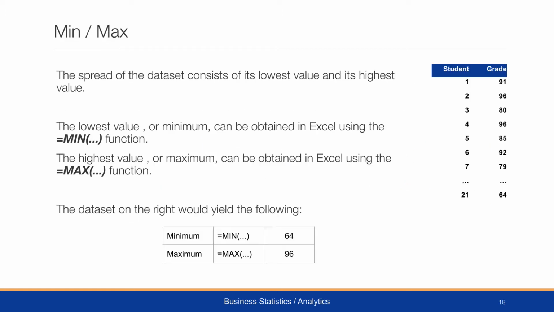Let's look at how we get there. So the first thing is we need to compute the minimum and the maximum, right? And those are pretty simple functions to understand. The min function will give us the lowest value or the minimum value in a column or a group of data, and the max will give us the highest value. So we have our minimum. In this case, again, using that same grades data set, minimum is 64 and the maximum is 96.